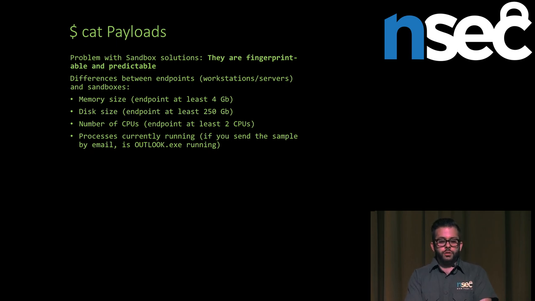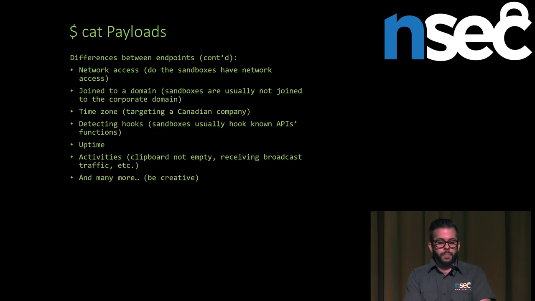Again, as I mentioned, look for a specific process running. If you're phishing someone and you don't see Outlook.exe running, that's probably not your original target. Another difference between an endpoint and your actual sandbox is network access. Does your sandbox have network access? That's another easy one. Oh yeah, here's my payload, and you don't have network access. How did my payload actually end up there? So those are some things that you can assess pretty easily.